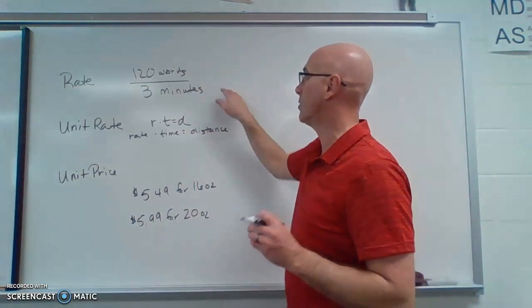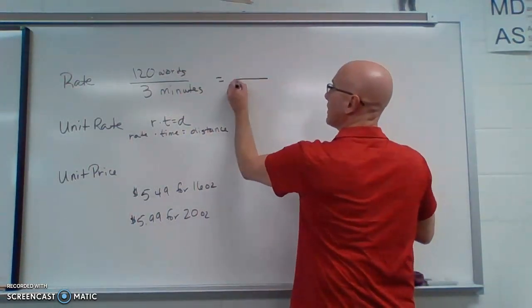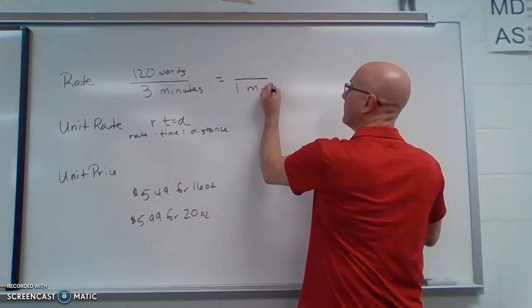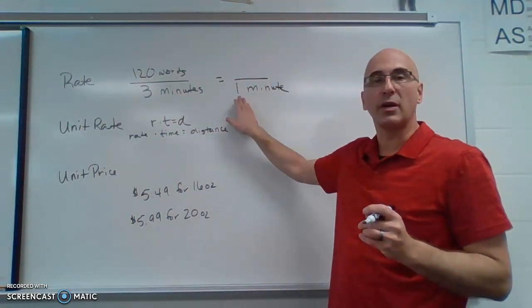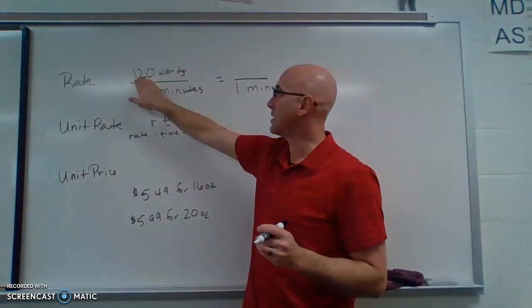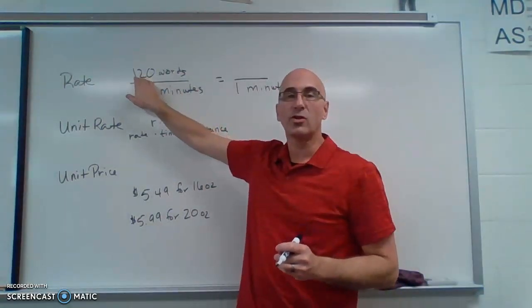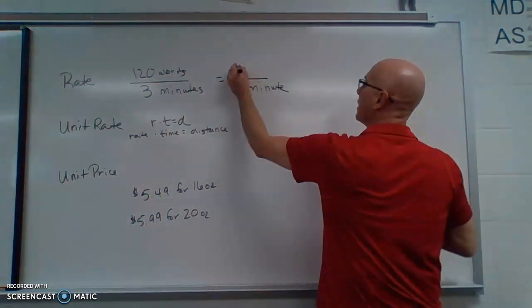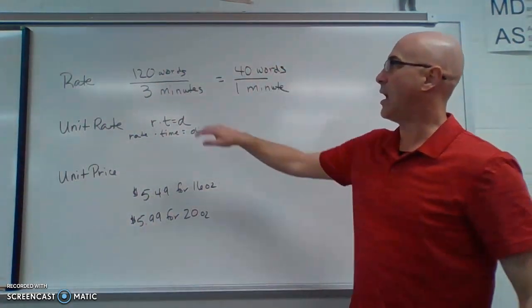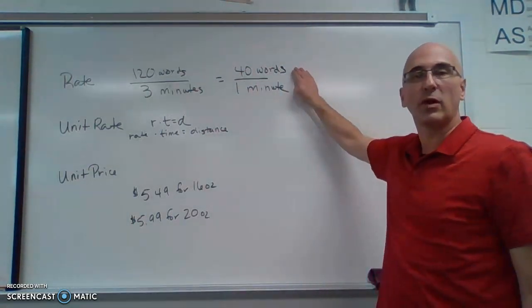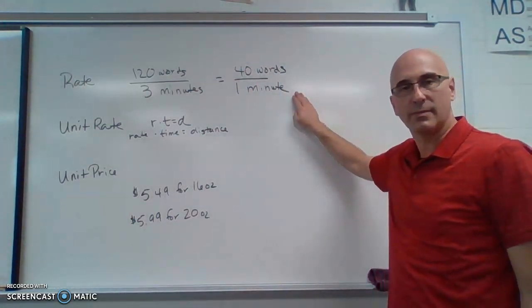We have this ratio. So if we want to get this to 1 minute, we are dividing the 3 by the 3 to get 1. So we're going to do the same thing with 120. 120 divided by 3 is 40 words. So my rate is 40 words per minute.